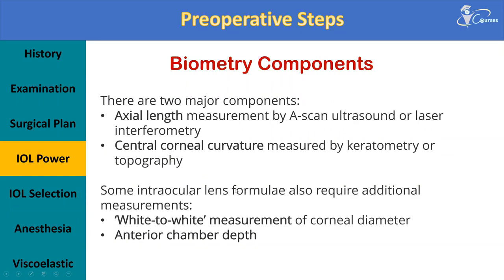These are the main two components for all formulas, but some intraocular lens formulas use other parameters, like white-to-white measurement for corneal diameter, as happens, for example, for implantable or phakic intraocular lenses. For other formulas, we need the anterior chamber depth, like the Holladay formulas, which also use the anterior chamber depth beside other factors.